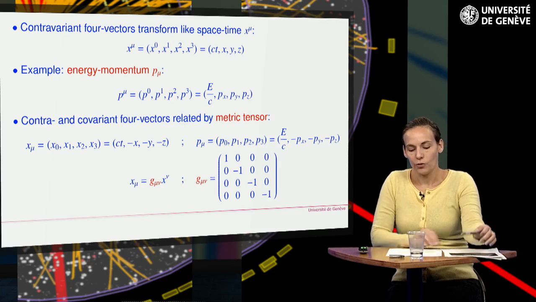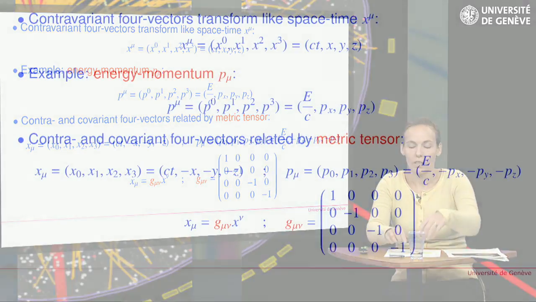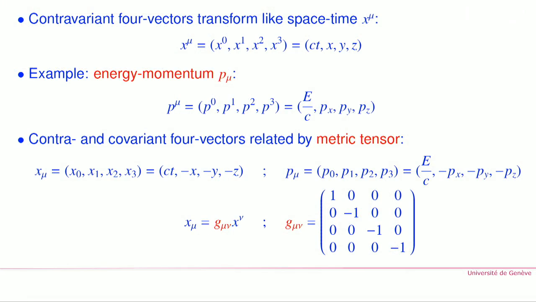Four-vector notation unites time and space coordinates in a single vector. Four-vectors transforming like the four-vector x^μ of space-time under Lorentz transformations are called contravariant. An important example is the energy-momentum vector p^μ.